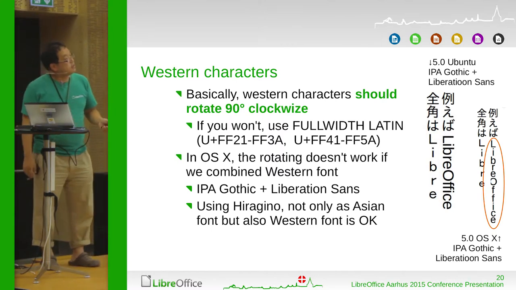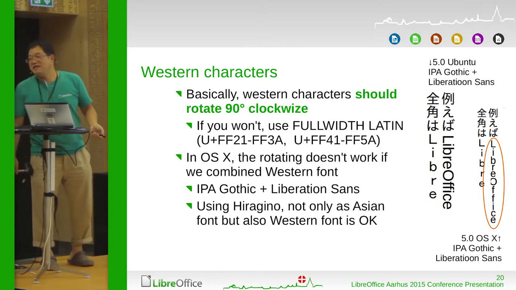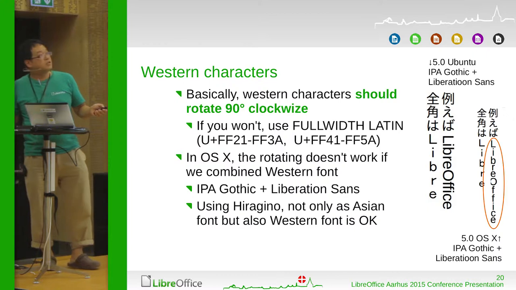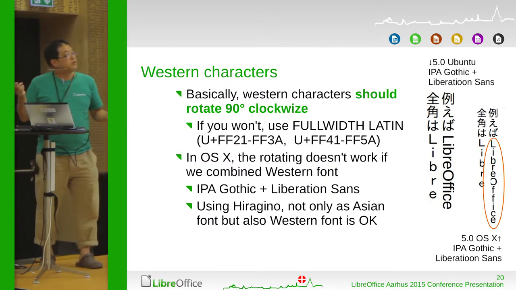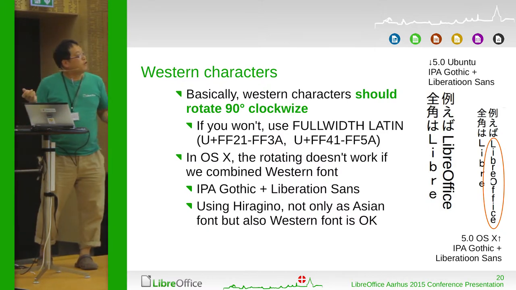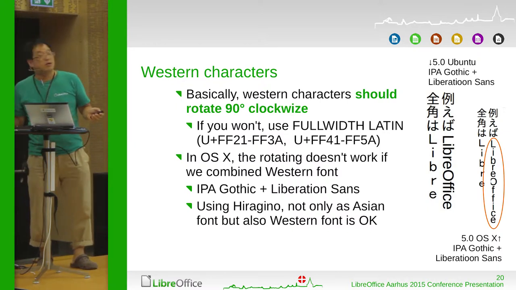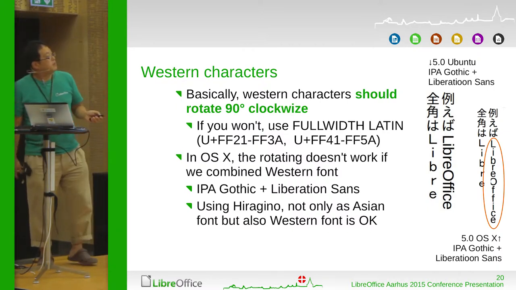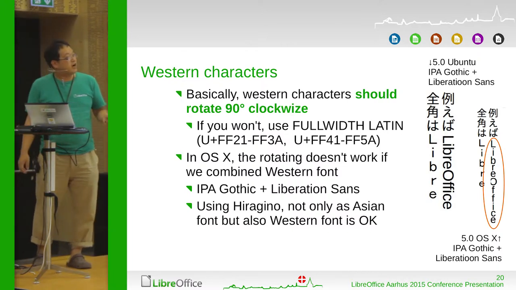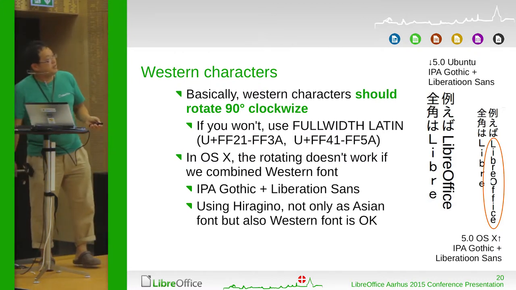So, for example, LibreOffice can be read as well. But if we want to use, for example, Libre or something, we have to use the Fluvius Latin code. It's not a big problem. But in OS X, rotating doesn't work, so it's a little bit funny.